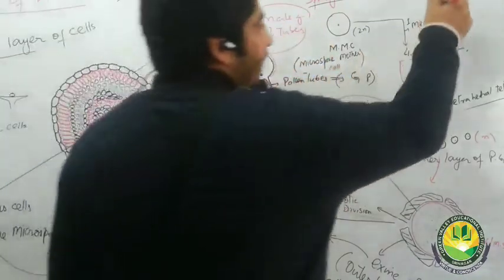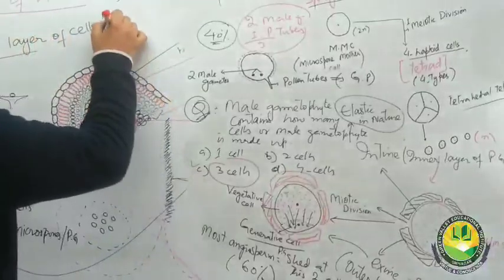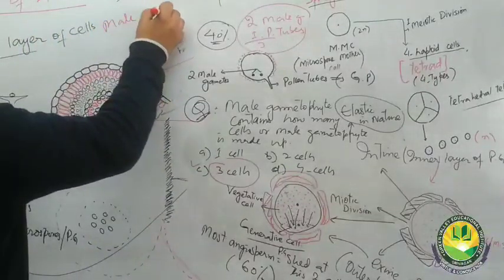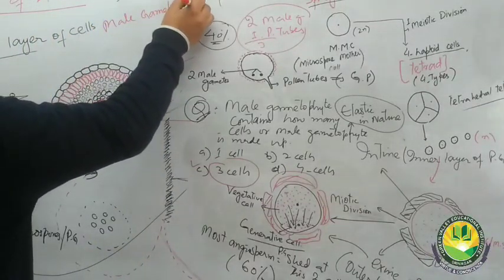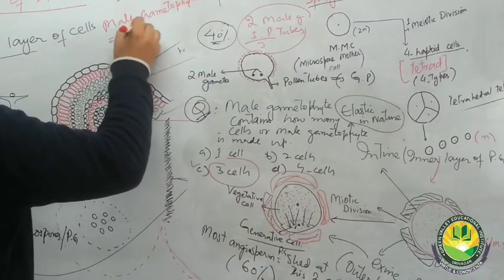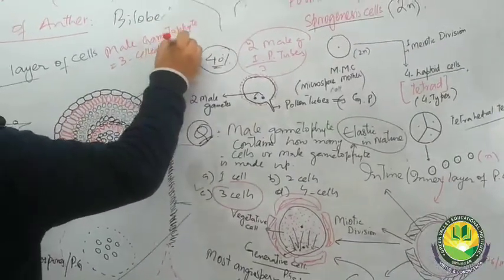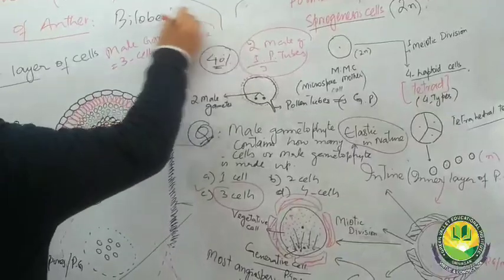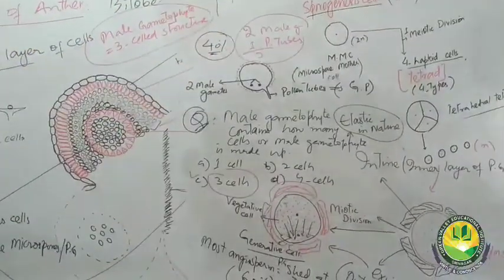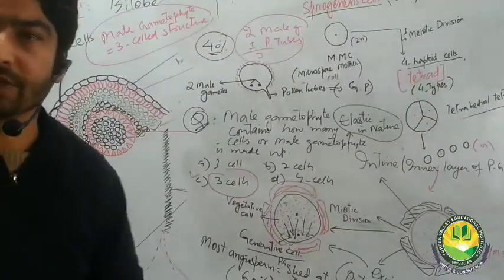So male gametophyte is a three-celled structure. That concludes our process of microsporogenesis. Thank you.